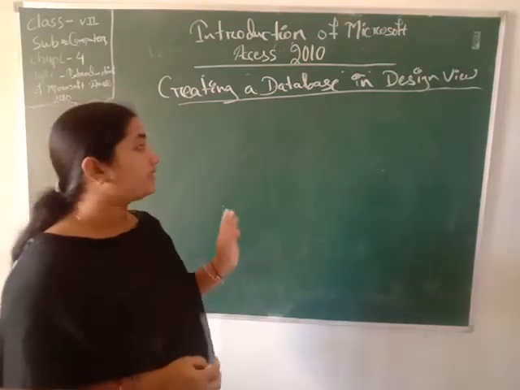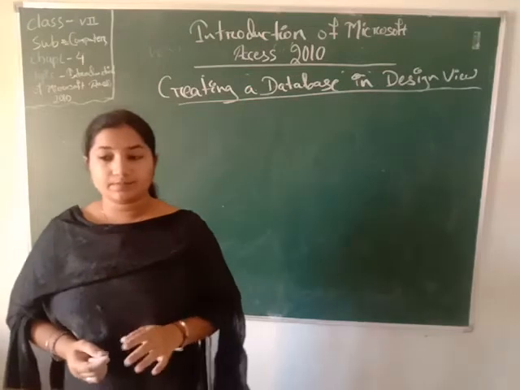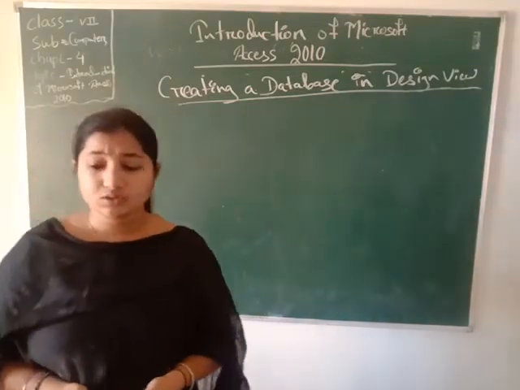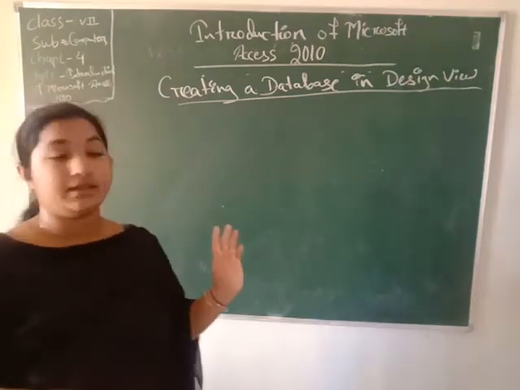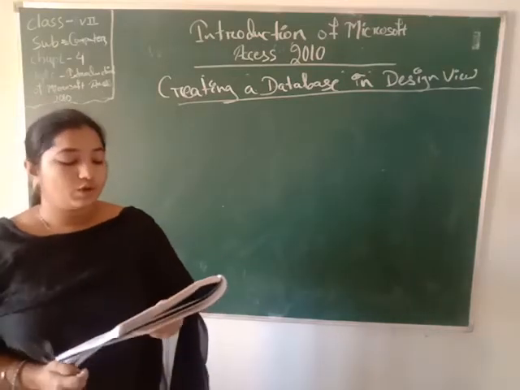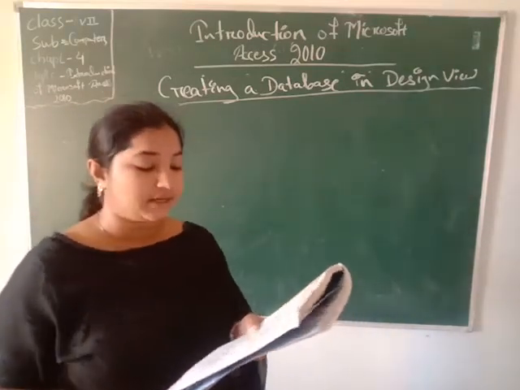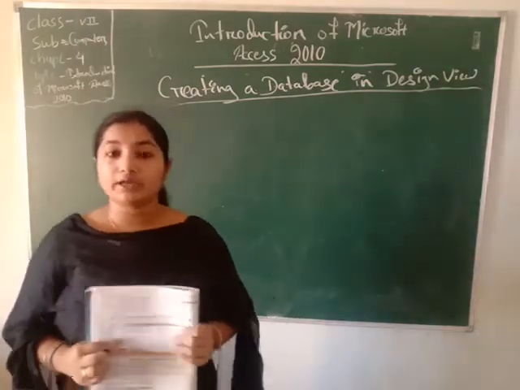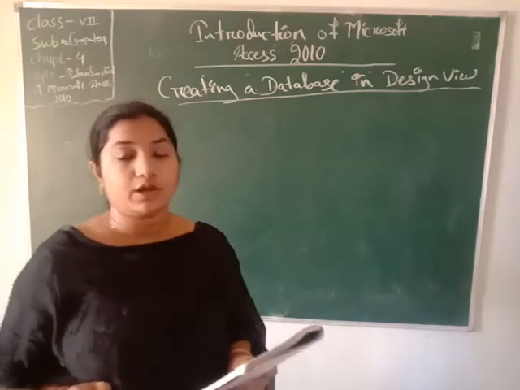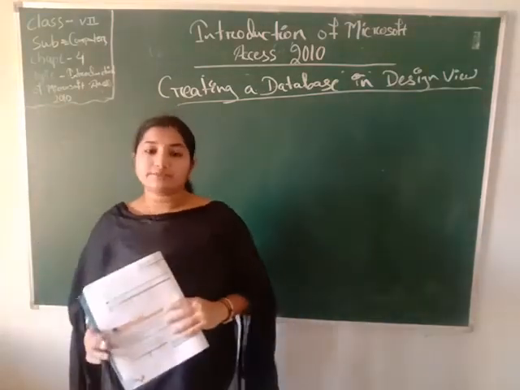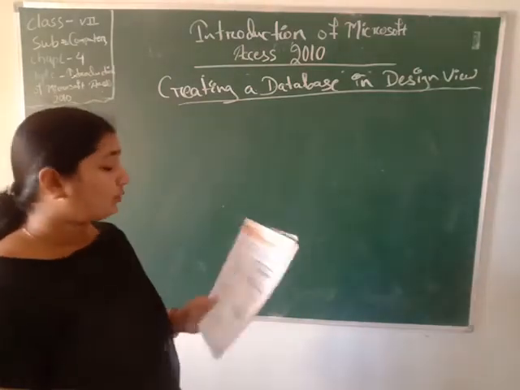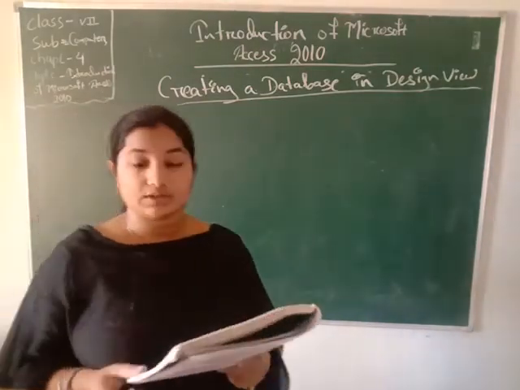Means by the help of design view, we can add something, we can remove something, or we can change the fields. So how do we create that? For that we have to follow some steps. In the first step, open Microsoft Access 2010. So students, now you know how we can open Microsoft Access 2010. I have told you that from the start button we have to go to All Programs and Microsoft Office. After that we have to click on Microsoft Access. So now we have to open Microsoft Access 2010.